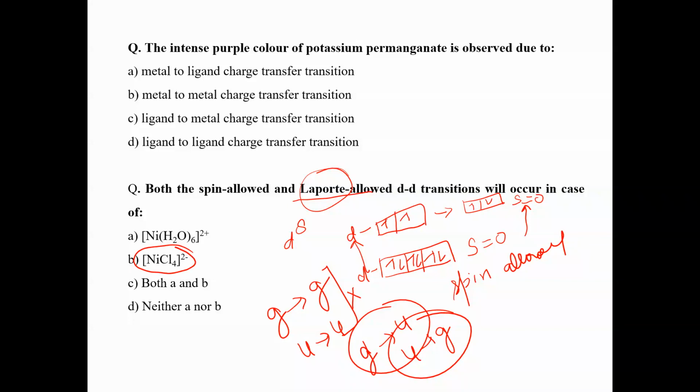And if I write the configuration, because it is a tetrahedral molecule, it will be e and it will be t2. There will not be g because the center of symmetry will not be there. Okay, and if I fill the electrons like this, so spin 0, and here can also be 0 if they are having opposite spin quantum numbers, right? So in this case it can be spin allowed, right? But what about the Laporte one? Will it be Laporte allowed or not?